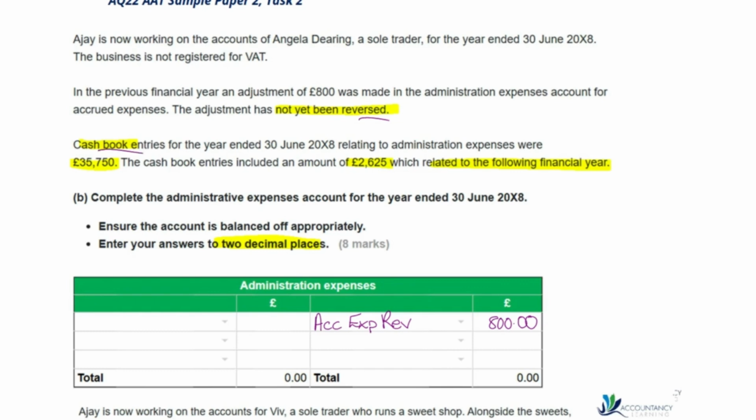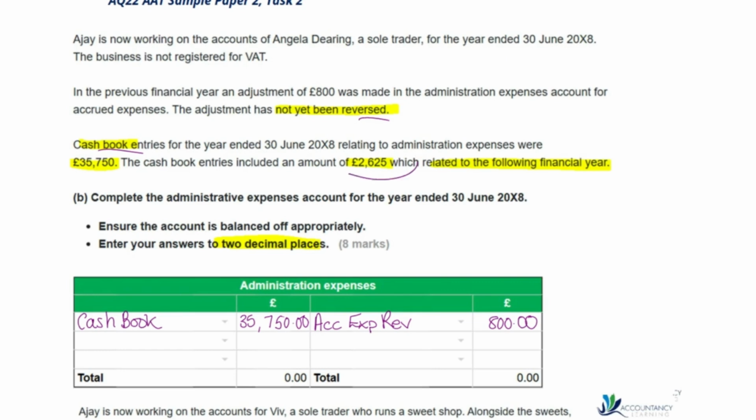Now we're told details about the cash book. So this is the money that we've paid out for these expenses. So it's going to increase our expense by £35,750, and we'll go to two decimal places again.